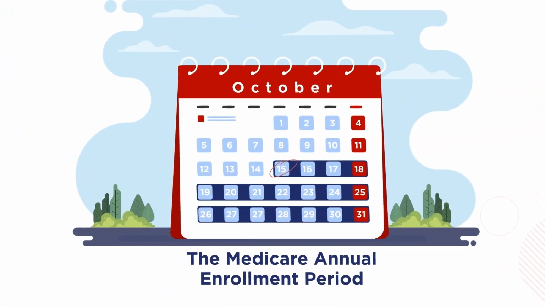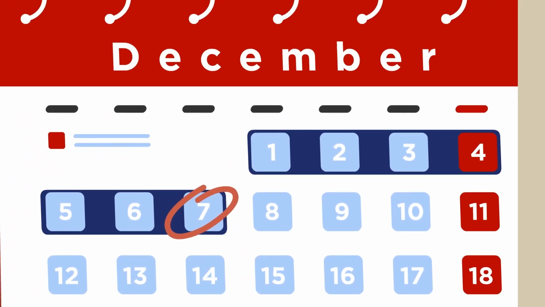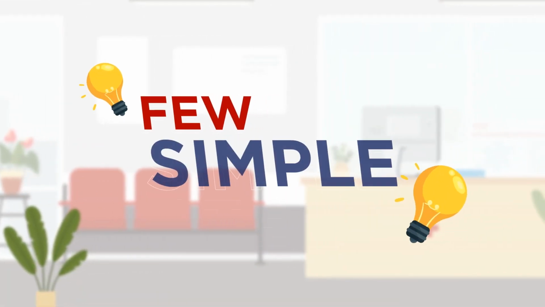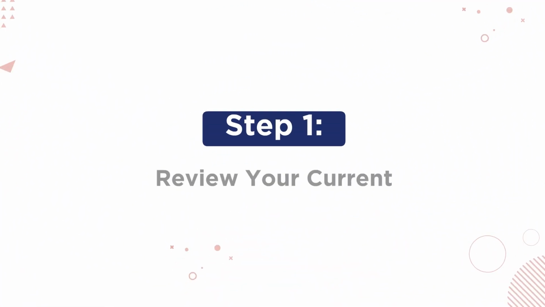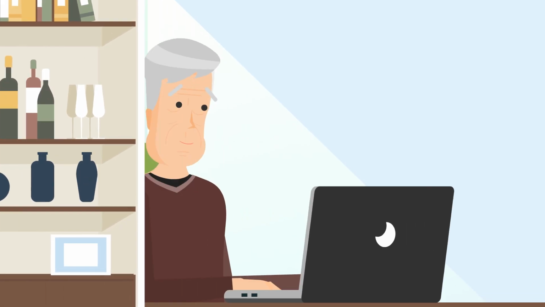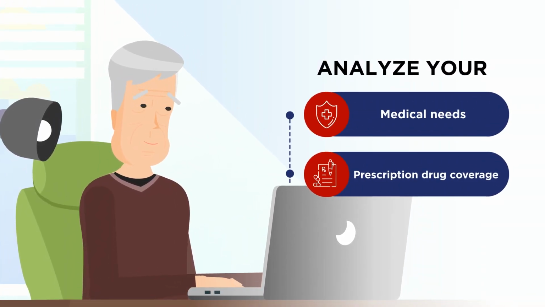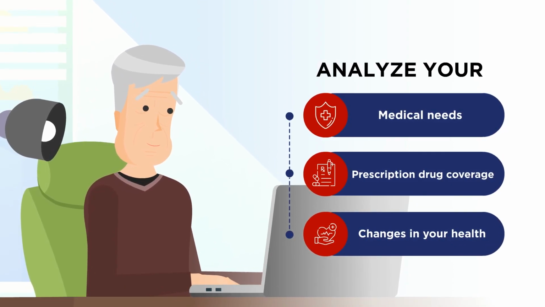The Medicare Annual Enrollment Period runs from October 15th to December 7th each year, and it's a crucial time for all Medicare beneficiaries. To ensure a smooth enrollment period, there are a few simple steps you must take. Take the time to review your current Medicare plan. Analyze your medical needs, prescription drug coverage, and any changes in your health. This will help you identify if your current plan still meets your requirements.